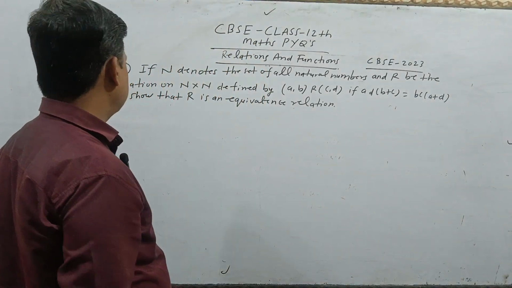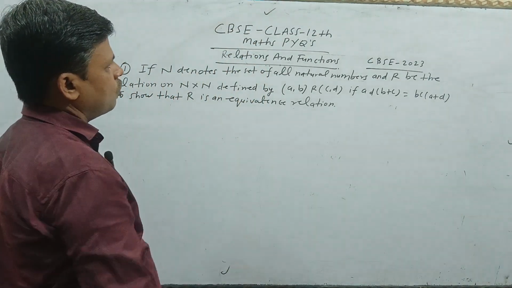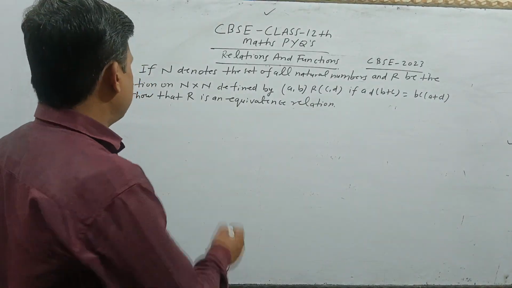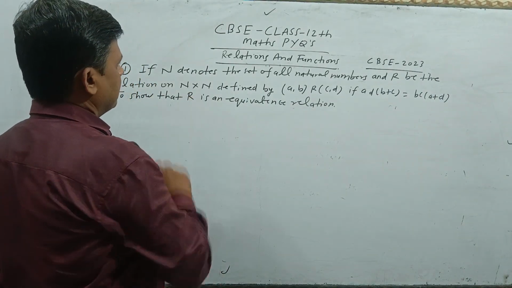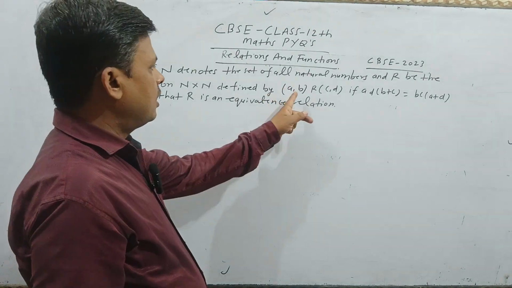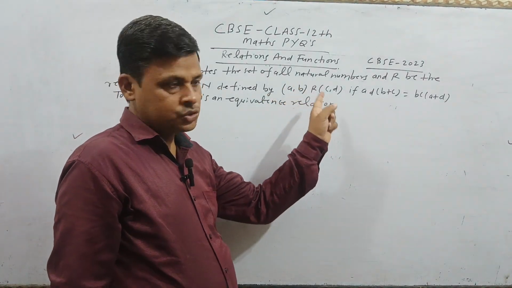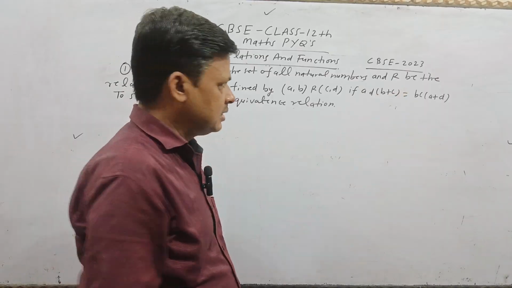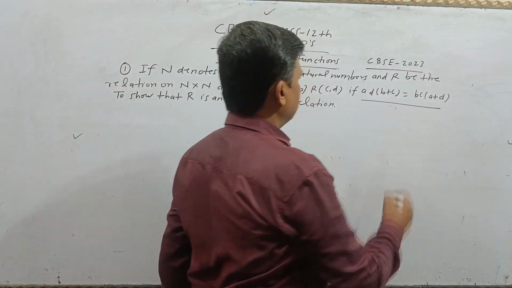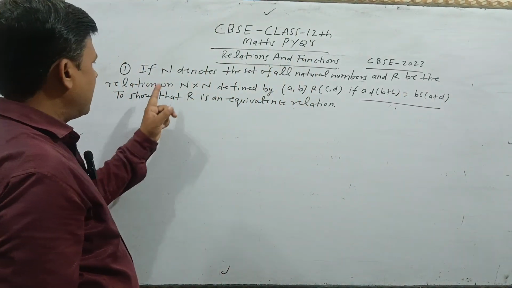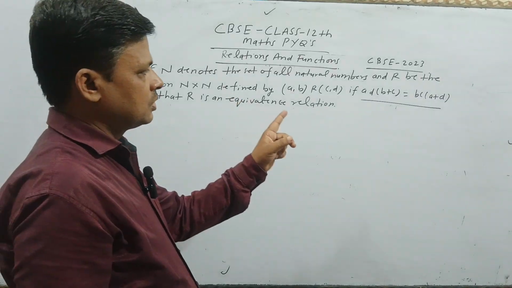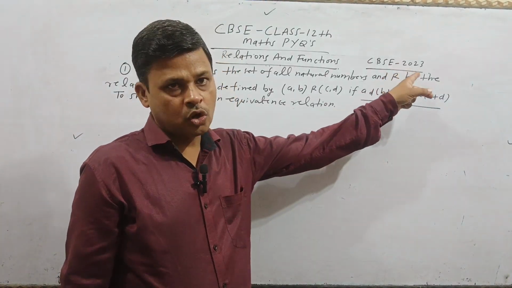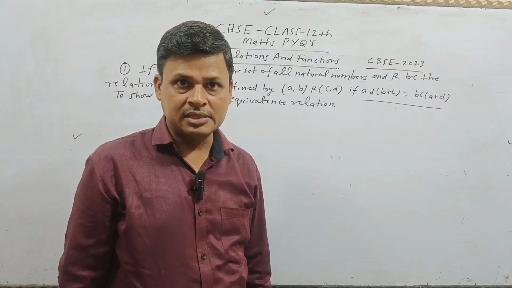So the problem is: if N denotes the set of all natural numbers and R is a relation on N × N defined by (a, b) R (c, d) if a(d + c) = b(c + a + d)... the task is to show that R is an equivalence relation. So this is all about this problem which has been asked in the 2023 CBSE board examination.